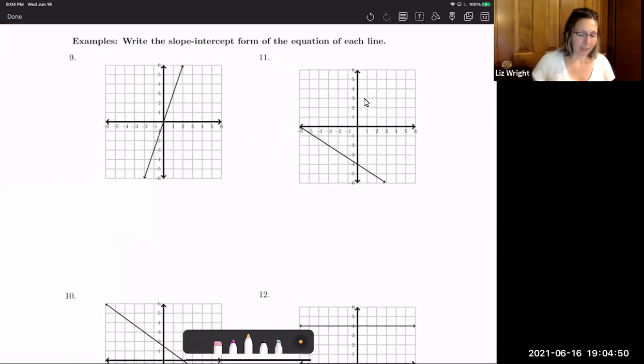All right, let's check this page, because this one we're taking from graphs.